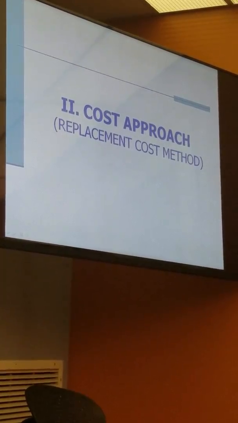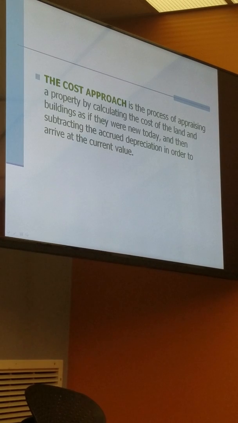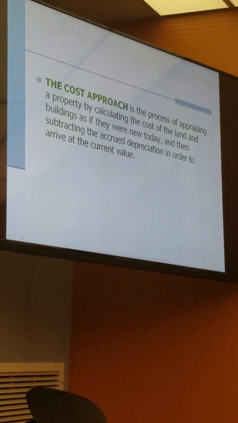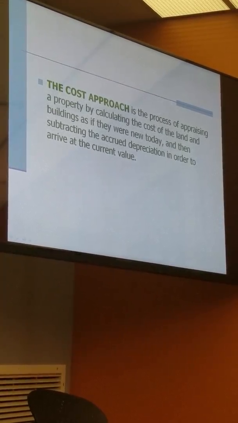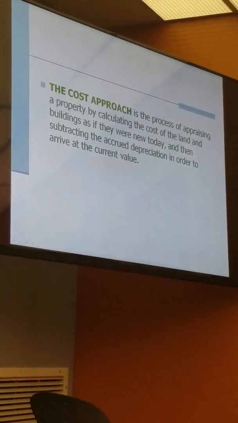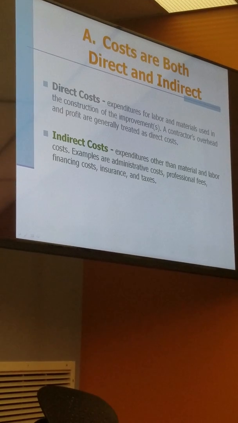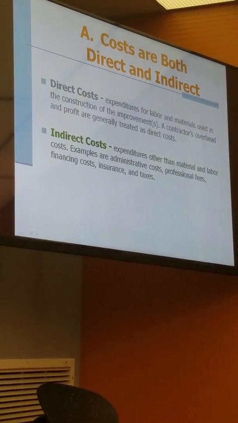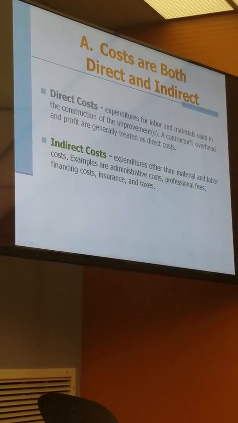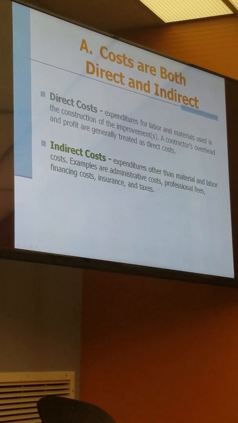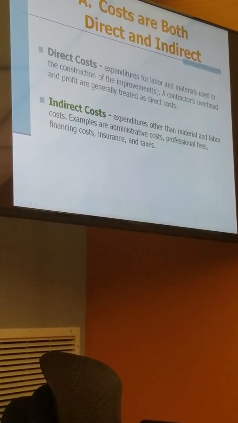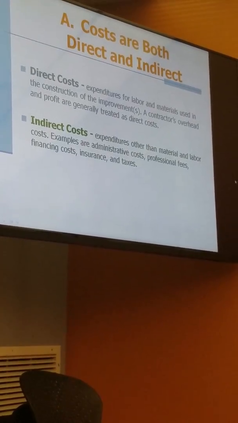So the cost approach, or the replacement cost method. The cost approach is the process of appraising the property by calculating the cost of the land and buildings as if they were new today, and then subtracting the incurred depreciation in order to arrive at the current value. I don't use this very much. Costs are both direct and indirect. Direct costs are expenditures for labor and materials used in the construction of the improvements; contractors' overhead and profit are generally treated as direct costs. Indirect costs are expenditures other than material and labor costs. Examples would be administrative costs, professional fees, financing costs, insurance, and taxes.